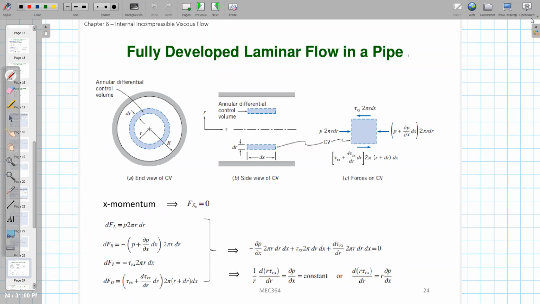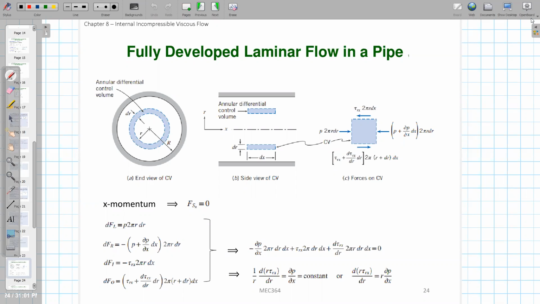Okay, thank you. Let's continue from where we left off on Monday. In the last lecture, we introduced the fundamental flow patterns for internal incompressible viscous flows. We saw that for internal viscous flow, whether flowing into a pipe or between flat plates, the flow field can be separated into two regions: the entrance region and the fully developed region.